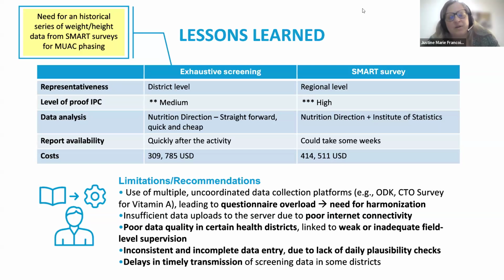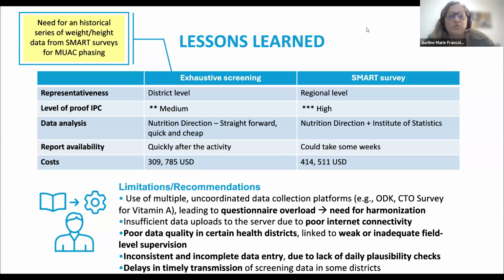Regarding the data analysis, one advantage of the exhaustive screening is that it was only done by the nutrition direction, so it was straightforward, quick and cheap, while the data analysis for SMART surveys is often done in collaboration between the nutrition direction and the Institute of Statistics. The report was quickly available for the exhaustive screening, and sometimes with SMART surveys, it could take a bit more time, like some weeks. However, right now we also have the SMART Plus studies starting, so it will reduce the time for the report to be available. And as you can see, you can compare the cost. The exhaustive screening was a little bit less costly than the SMART survey, but not that much.